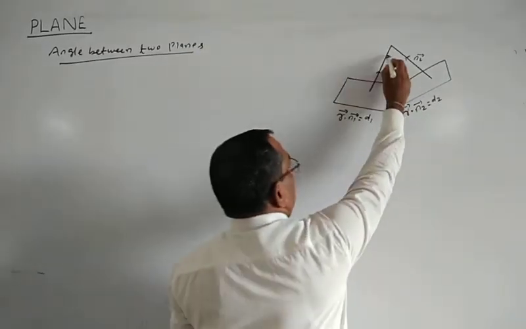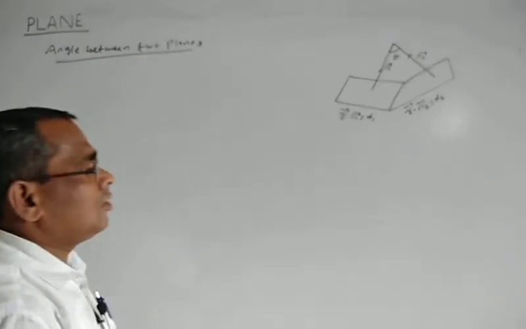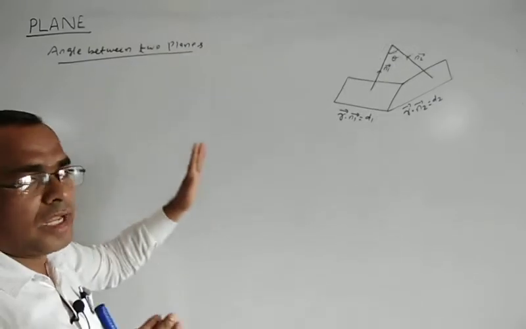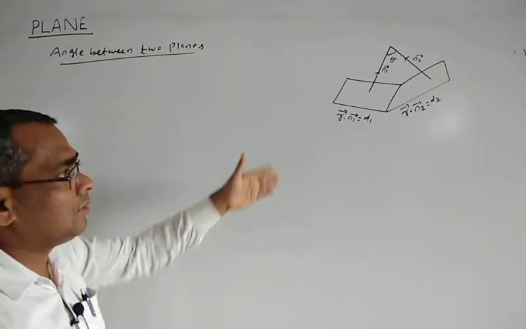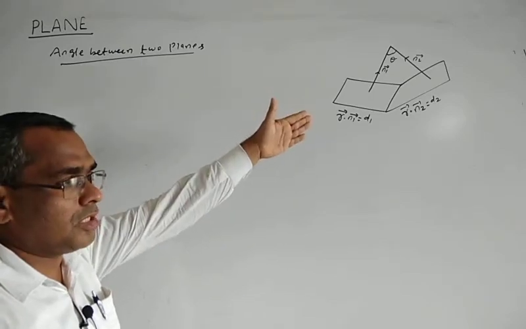If theta is the angle between n1 vector and n2 vector, then the angle between two planes is defined as the angle between the normals at their point of intersection.